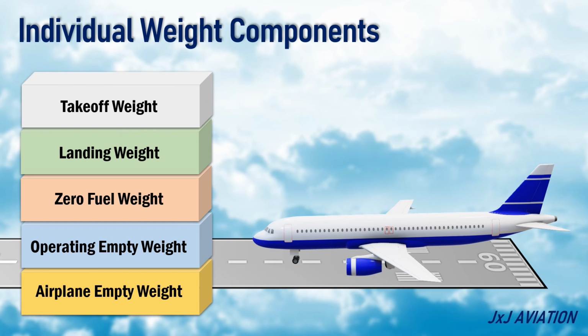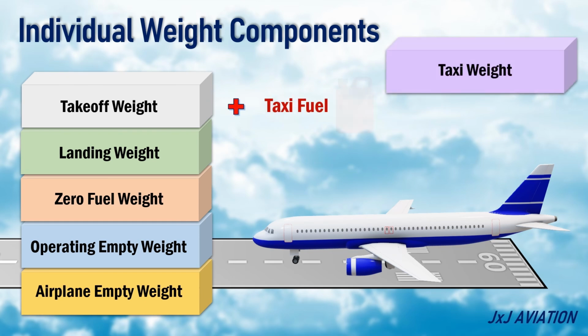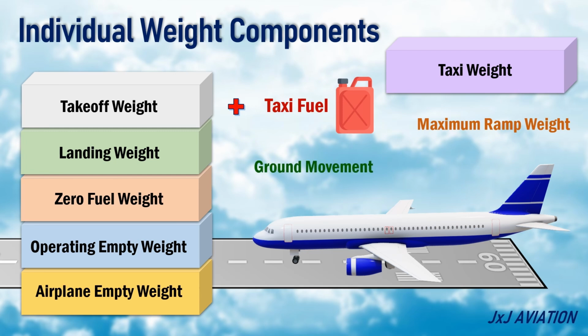Taxi weight. If we add the taxi fuel weight to the takeoff weight, we get the taxi weight. This is also called the maximum ramp weight. This is the maximum weight which is allowed for an airplane's ground movement, which could be pushback or taxi. The taxi fuel may be used by the APU or the engines. This weight can be greater than the max takeoff weight. However, during takeoff, the weight must not exceed the max takeoff weight.